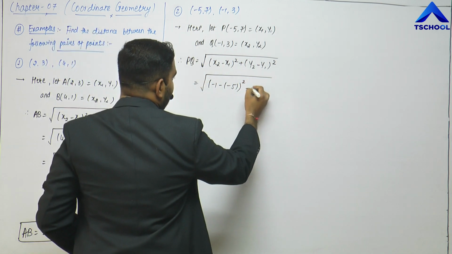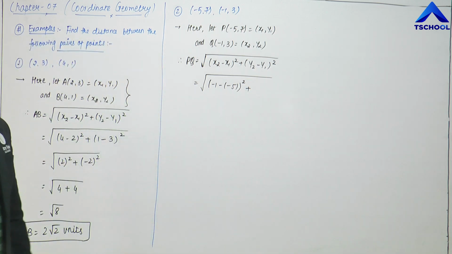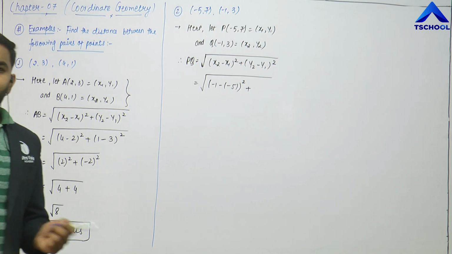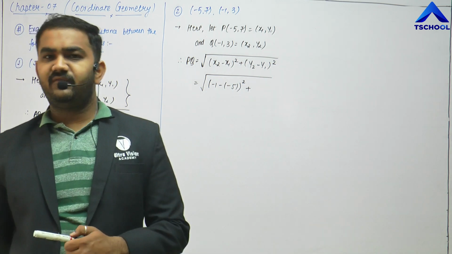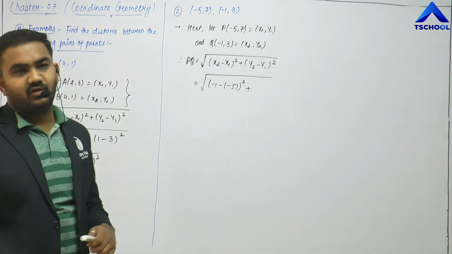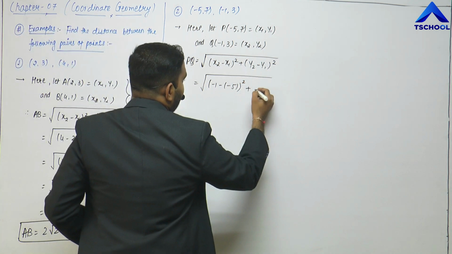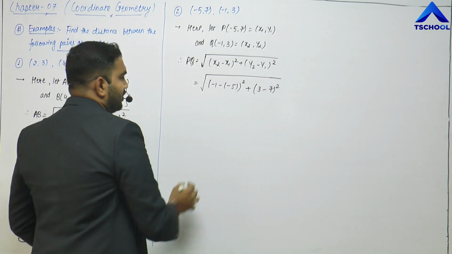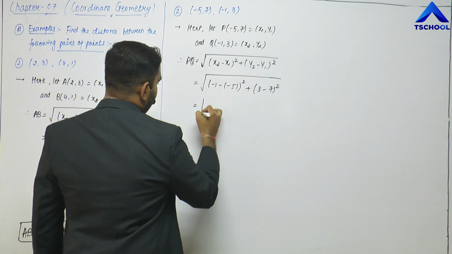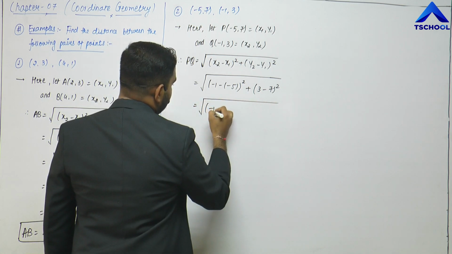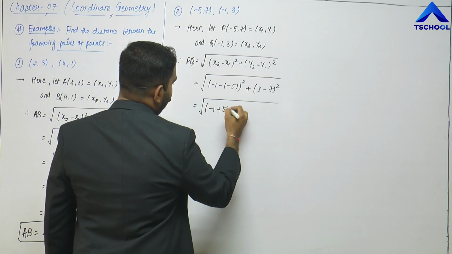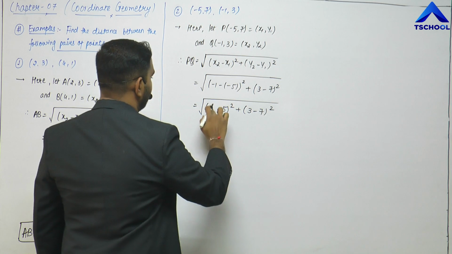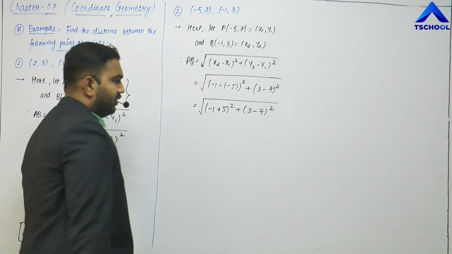So note that when you are placing the values, the sign of the values must be placed correctly, because if you change one or if you forget one of these signs, then the answer will go wrong. Here y2, that is 3 minus 7 whole square, right? So what is minus plus? First of all let us simplify this, that is minus 1 minus plus 5 whole square plus 3 minus 7 whole square, right? Is it clear?